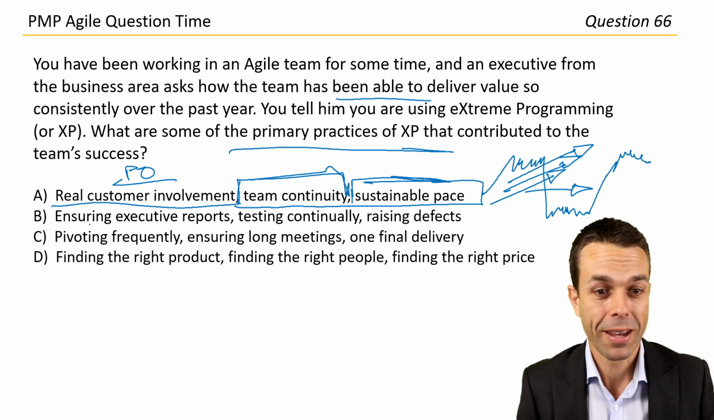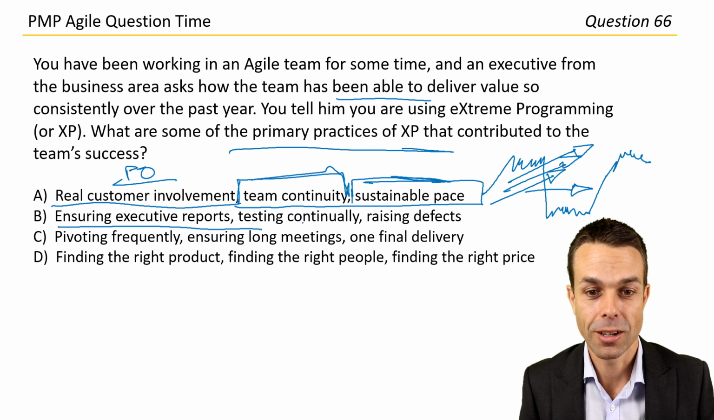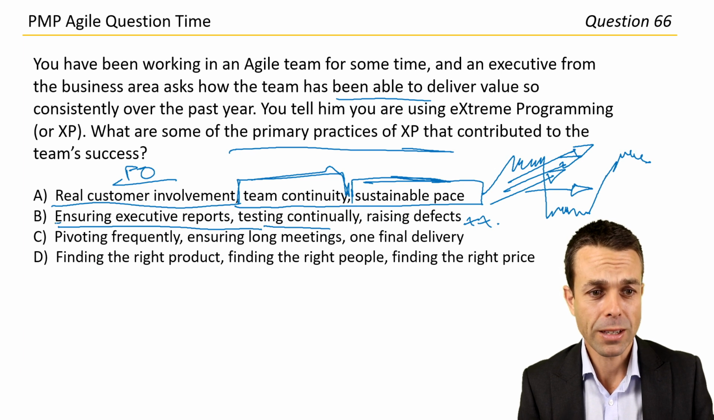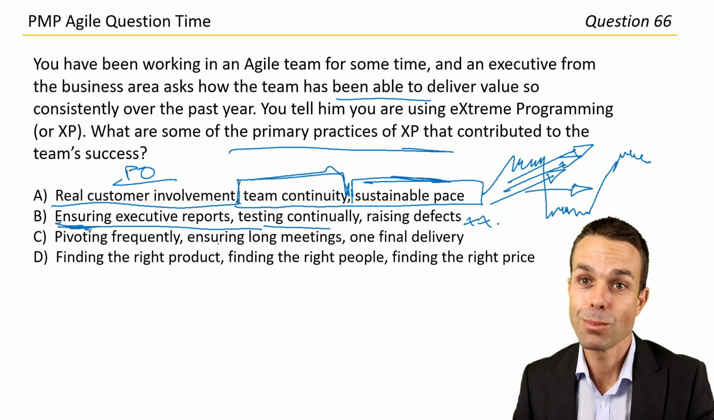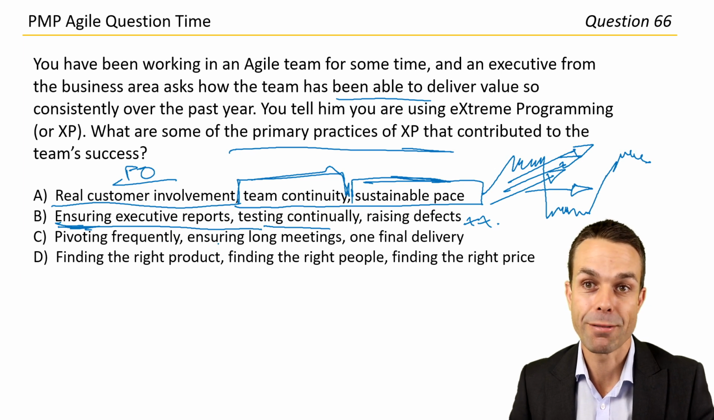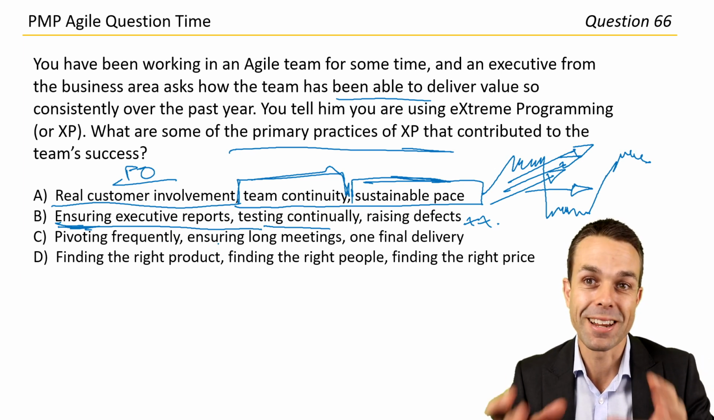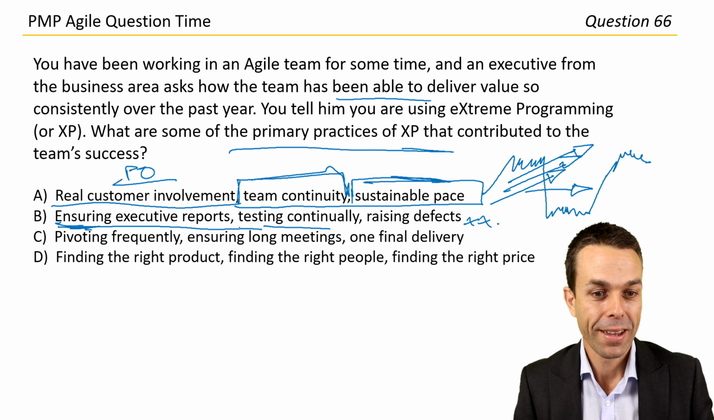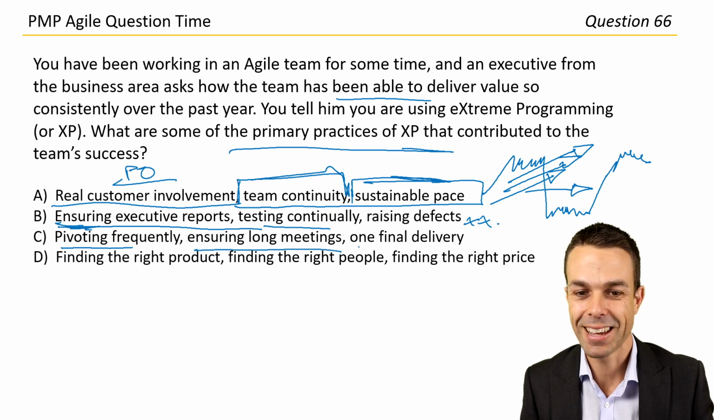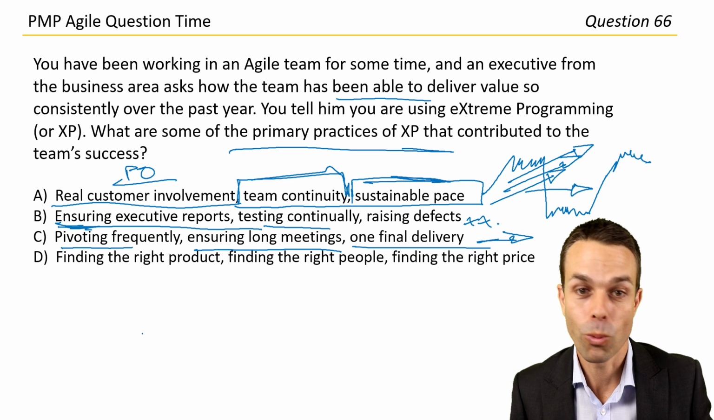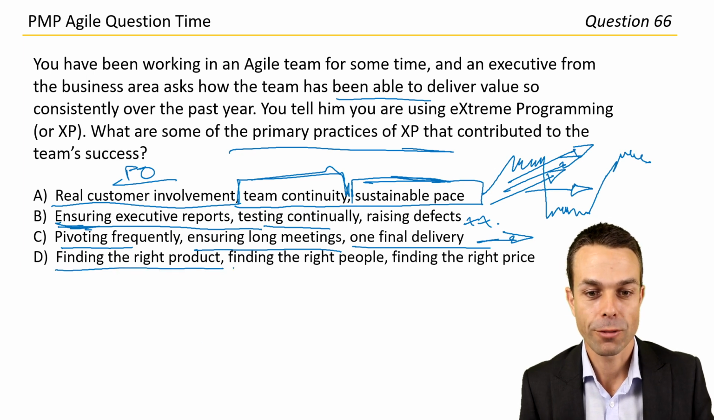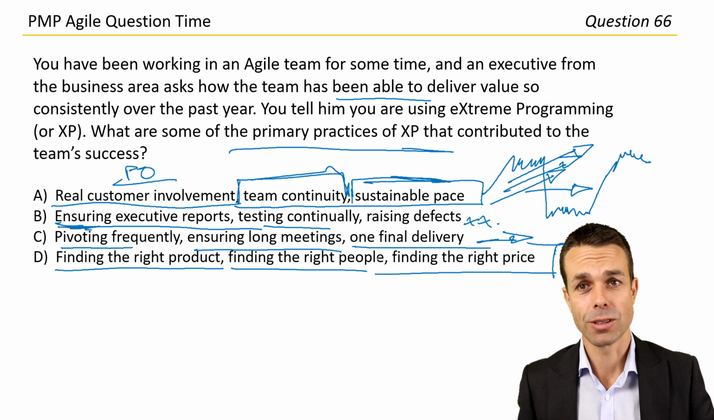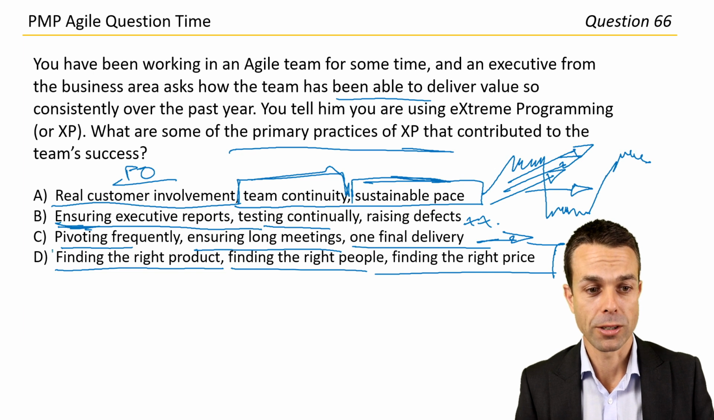I really like letter A at the moment. Ensuring executive reports, testing continually, raising defects. No, that's not a main factor of Agile given away by the executive reports. We want executives to come to our retrospectives, stand-ups, iteration planning if they want to, or to visit the team area to get the information that they need, like a Kanban, or the burn down charts and all of the features that we're delivering. Pivoting frequently, ensuring long meetings, and one final delivery. That's more waterfall. And lastly, finding the right product, finding the right people, and finding the right price. While that does roll off the tongue nicely, none of those are part of our Agile methodology in general.